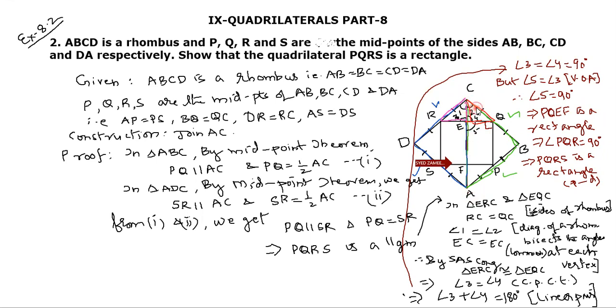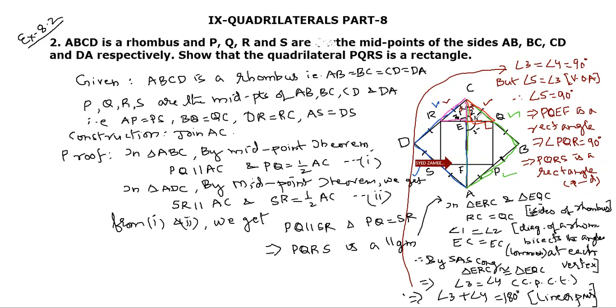Therefore, angle 1 will be equal to angle 2. You can show these two angles equal. So when angle 1 is equal to angle 2, this side CQ is equal to this side, angle is equal to angle, and CE is equal to CE, the common side. So these two triangles are congruent triangles. Once they are congruent, angle 3 will be equal to angle 4. 3 plus 4 is equal to 180 degrees, so each angle is 90.